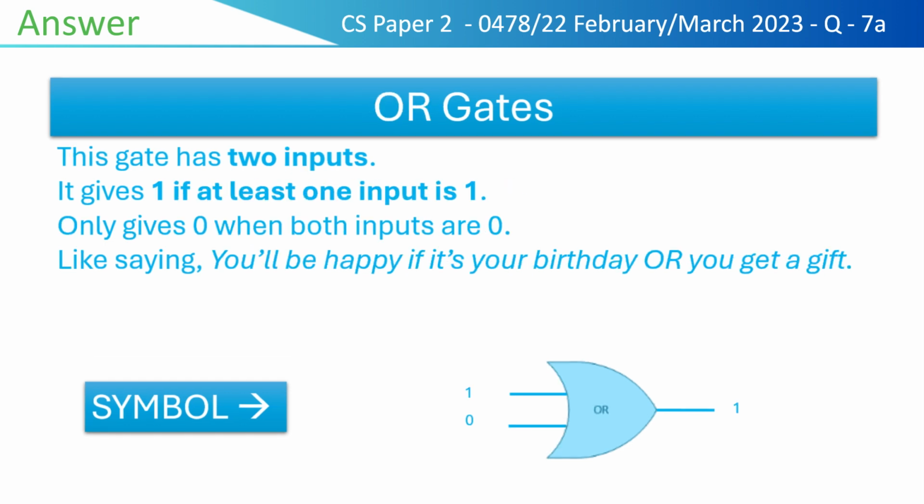OR gate. This gate has 2 inputs. It gives 1 if at least one input is 1. Only gives 0 when both inputs are 0. Like saying you'll be happy if it's your birthday or you get a gift. Its symbol is as shown.